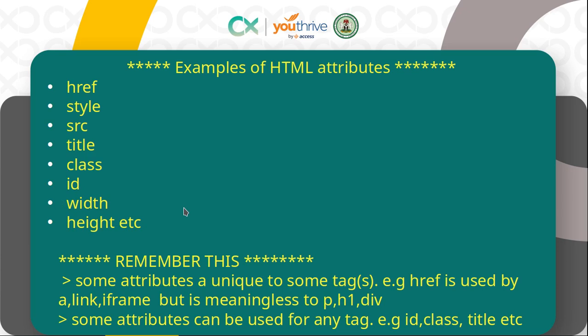Now I want you to remember this. Some attributes are unique to some tags. For example, if you add an href attribute to a p tag, it is meaningless. But as we added it to an anchor tag, you see that it made sense. It is the href attribute that is responsible for redirecting the user to the destination that you provide. So the href is used by the anchor tag, which you have seen, then the link tag, which we use to add external CSS, then the iframe, and more of them.